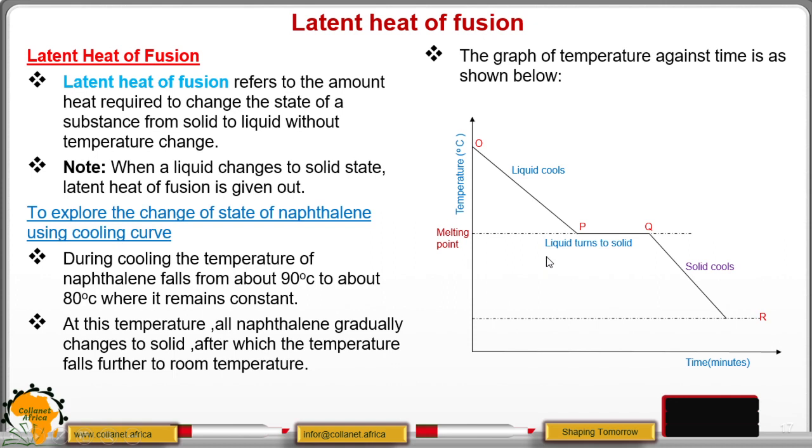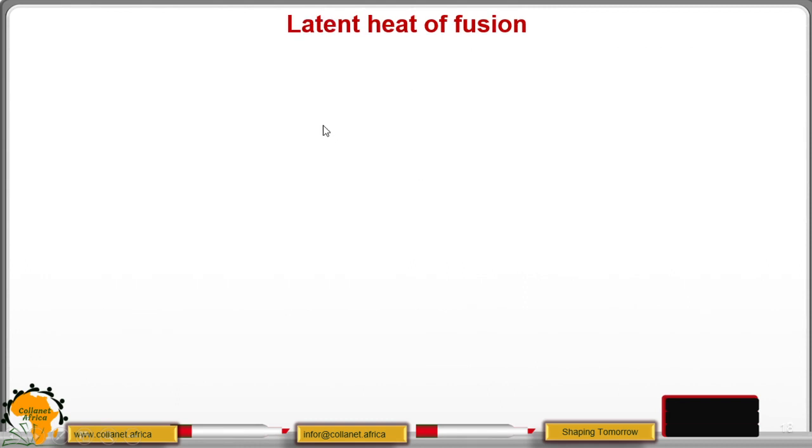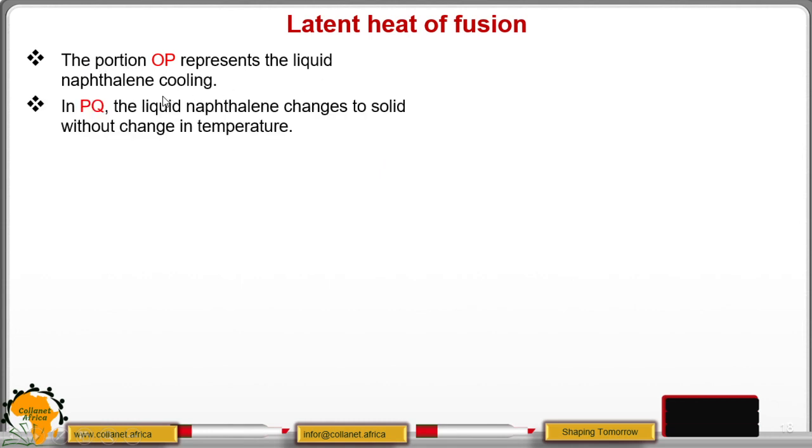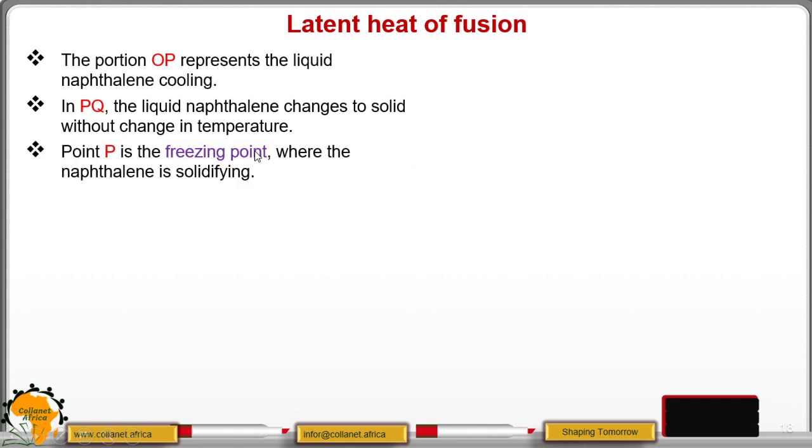Then from there, all the naphthalene has turned into solid. That solid at point Q starts cooling, and it cools until it reaches room temperature. So this is the cooling curve of naphthalene. The portion OP represents liquid naphthalene cooling, then PQ represents naphthalene changing to solid without change in temperature. That is why PQ is just a horizontal line. There is no change in temperature.